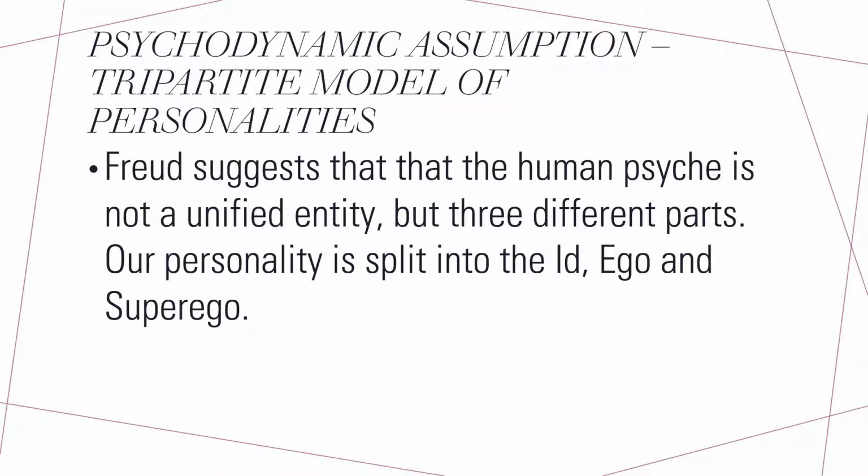So the next approach is the psychodynamic approach. The first assumption being the tripartite model of personalities. So Freud suggests that the human psyche is not a unified entity but three different parts. Our personality is split into the id, ego, and superego.